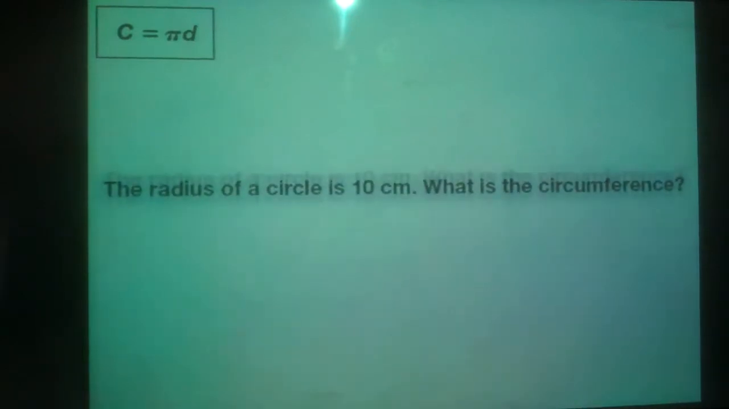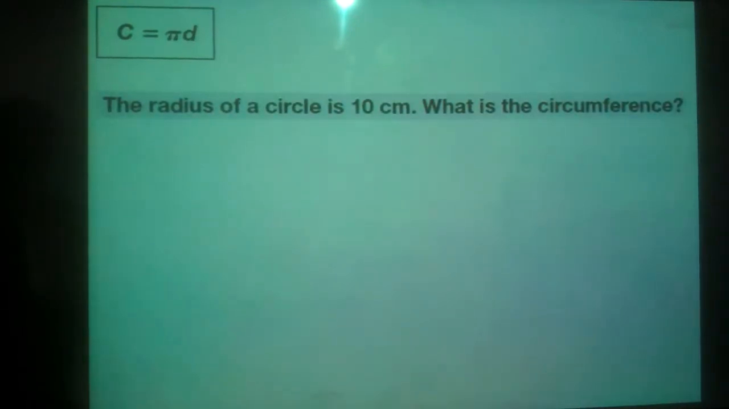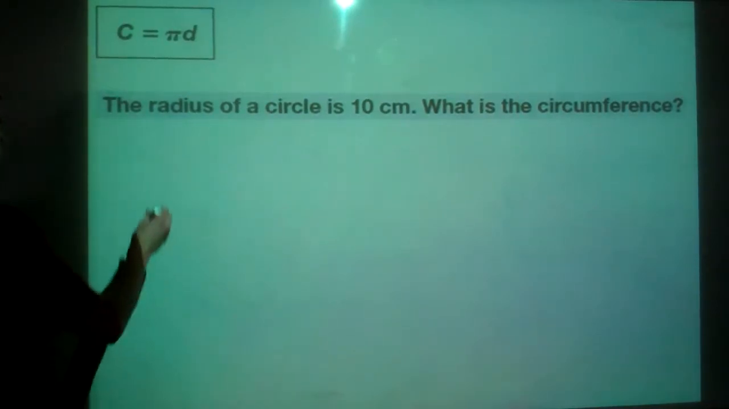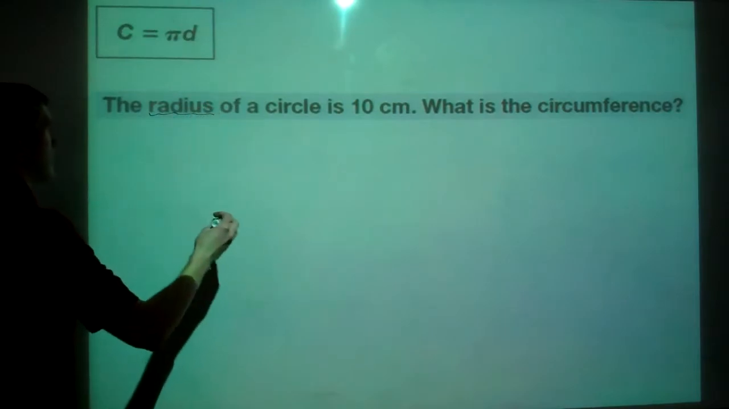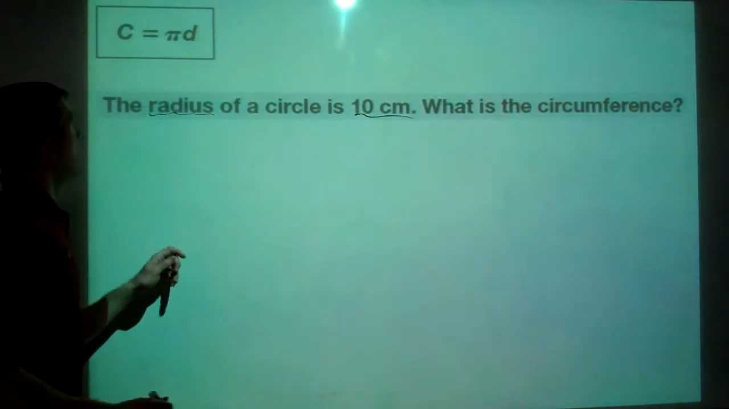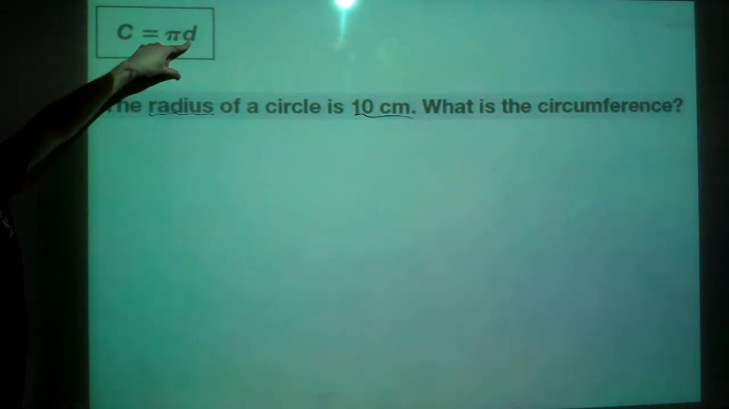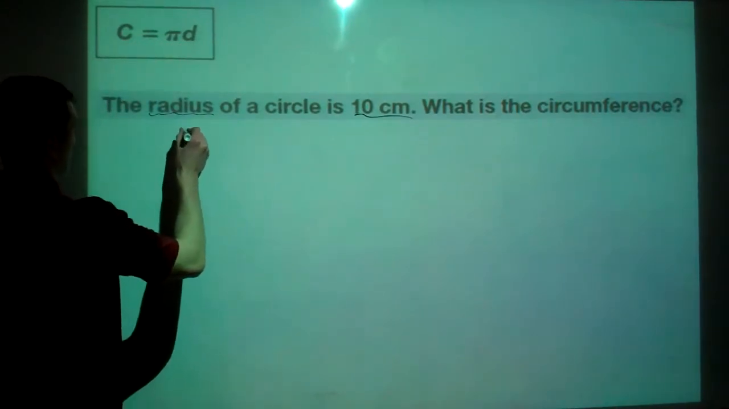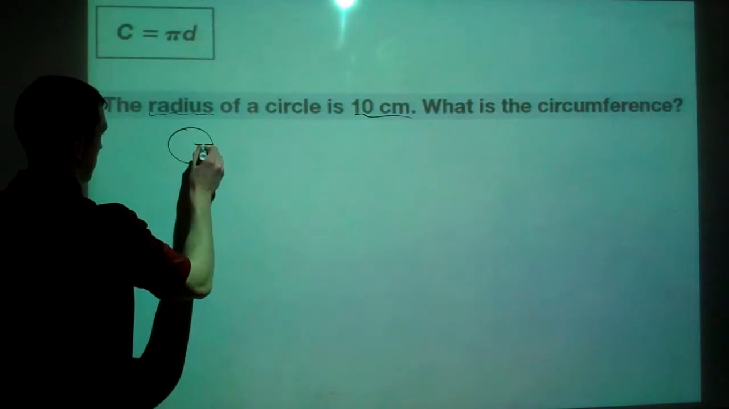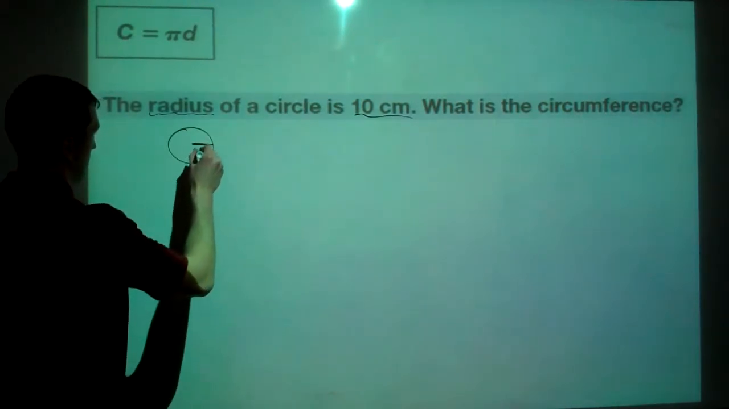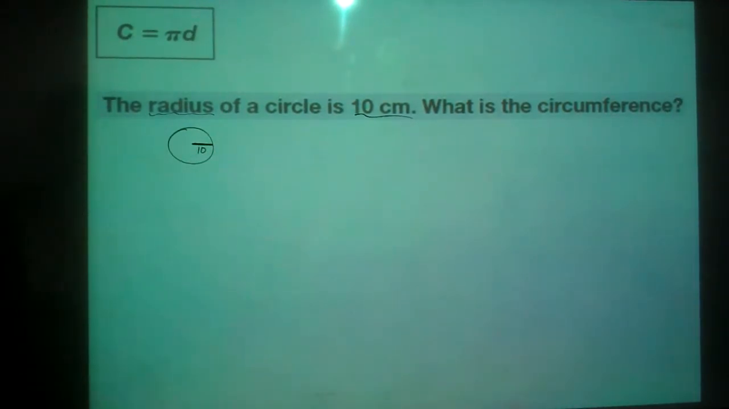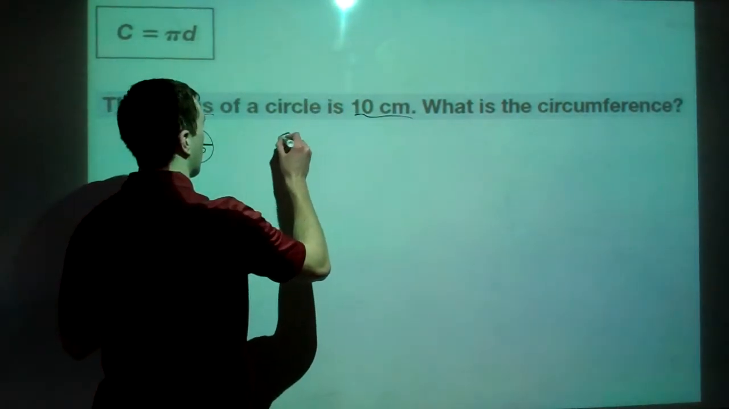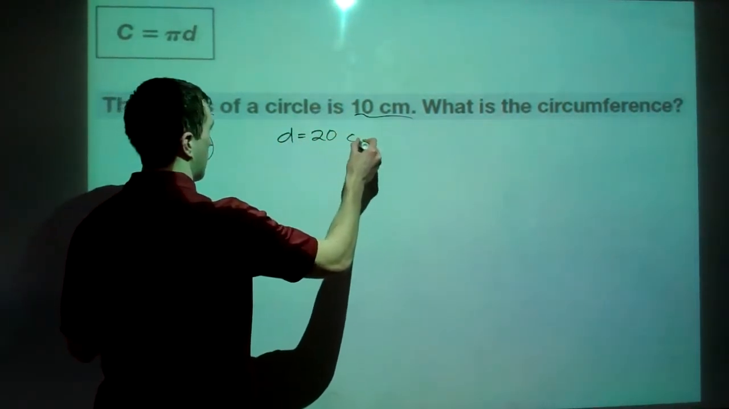So let's actually see what this looks like. They give us the radius of a circle is 10 centimeters. What is the circumference? So we have a radius, and it is 10 centimeters. However, this formula calls for the diameter, not the radius. Now remember, the radius is half of our circle, at least through the center. So our diameter has to be double that. So our diameter equals 20 centimeters.